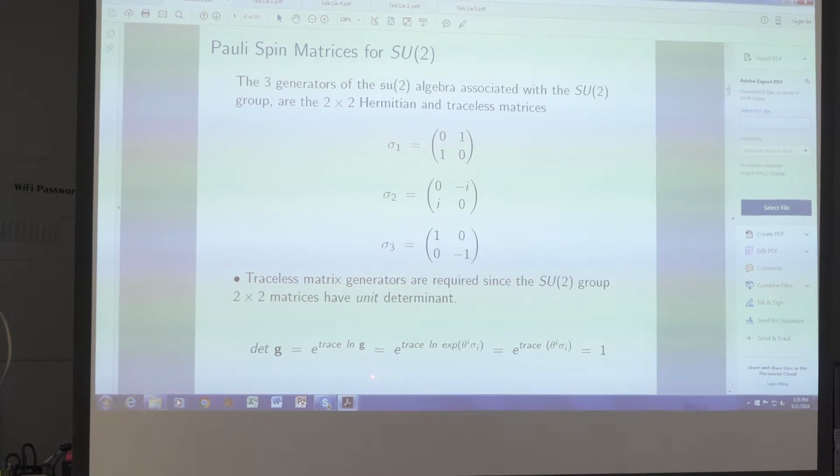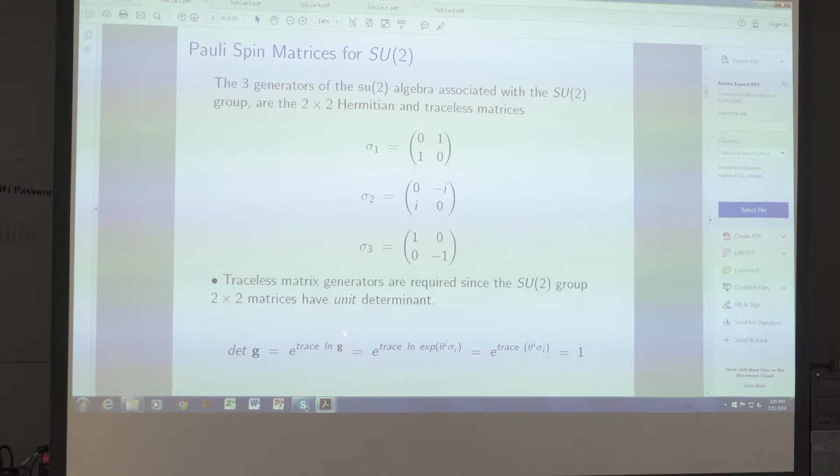Now remember that if this is a group element, I showed you that the group elements are given by the exponential of the generators of your algebra. The group element G is given by the exponential of your generators with suitable parameters, which you could call the angle parameters. So the logarithm of the exponential, you just kill the logarithm and the exponential. Now, because the matrices are traceless, the trace of this is 0, so the exponential of 0 is 1. So this is why the traceless condition is so important.